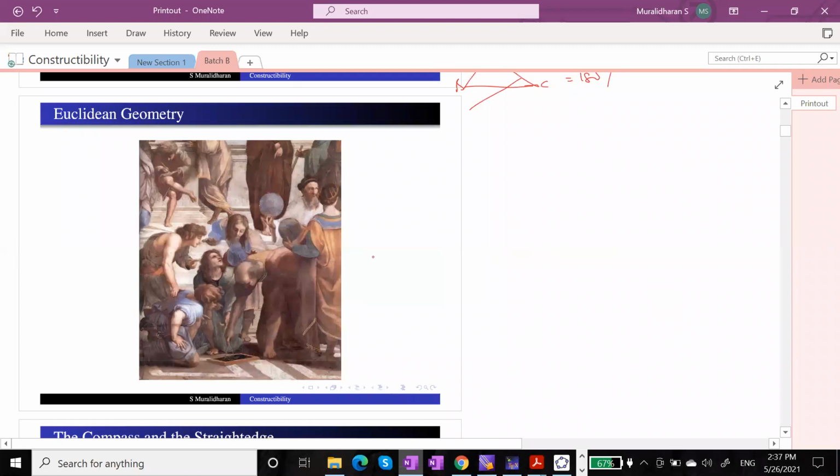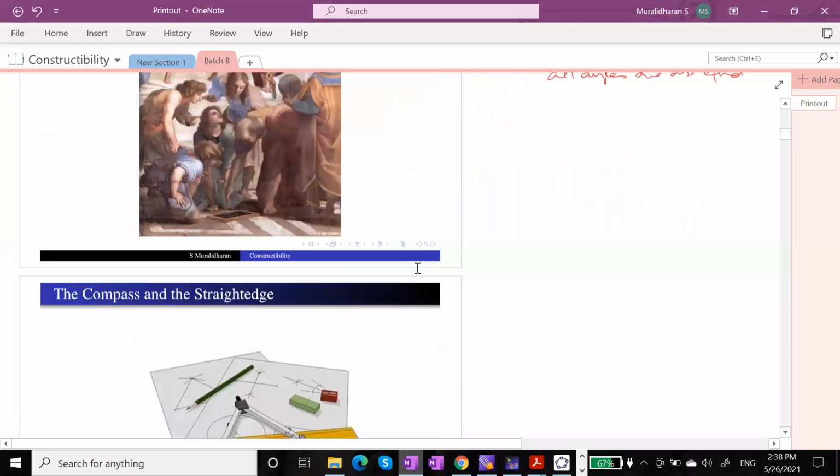For instance, suppose I have to construct a regular polygon, that is, a polygon with, let us say, n sides, in which all sides are equal and all angles are also equal. If I call this a regular polygon, a regular triangle is basically an equilateral triangle, and I can always construct it using a straight edge and compass.